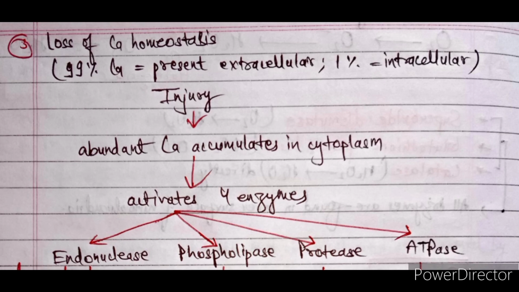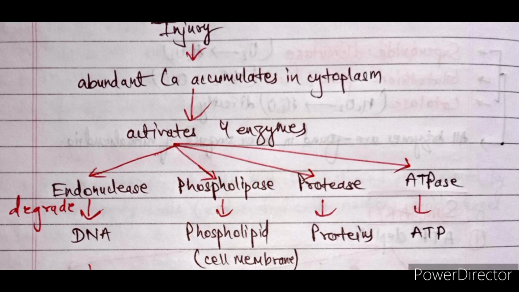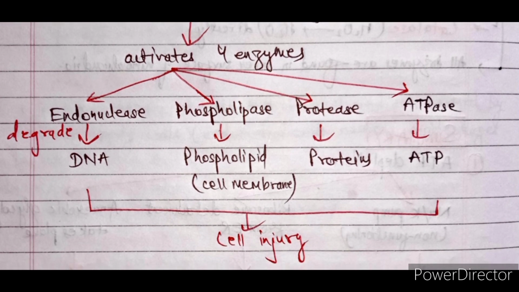Now the third mechanism is loss of calcium homeostasis. As we know, 99% of calcium is present extracellular, that is outside of a cell, and rarely 1% of calcium remains intracellular. And when there is injury to a cell, then abundant calcium accumulates in the cytoplasm, which will ultimately activate four enzymes, that is internuclease, phospholipase, protease, and ATPase. And finally, these enzymes will degrade. Internuclease will degrade DNA, phospholipase will degrade phospholipid, that is cell membrane, protease will degrade proteins, and ATPase will degrade ATP, and this will finally lead to cell injury. So this was all about the 3 mechanisms of cell injury.